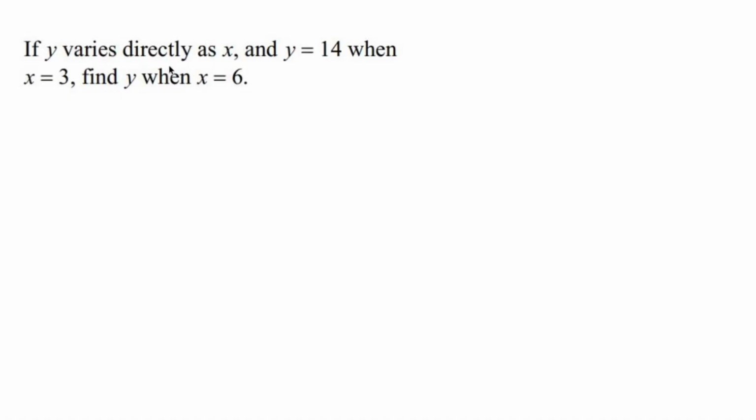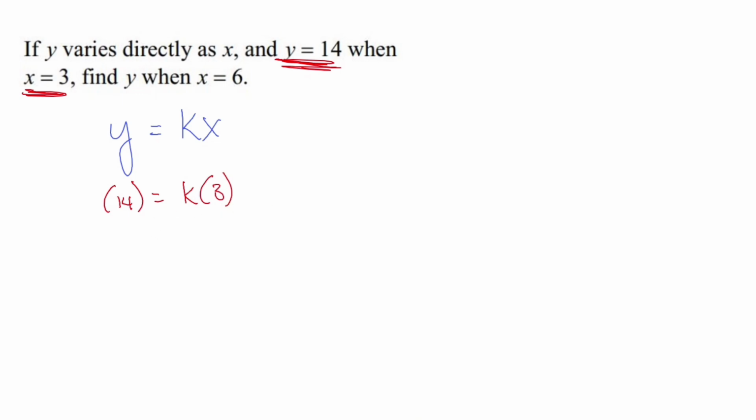If y varies directly as x and y equals 14 when x equals 3, find y when x equals 6. This is direct variation. Direct variation is in the form y equals kx. Right now, I don't know what k is. K is my constant of variation. So what I need to do is take part 1 here and find k. So if y equals 14, I'll replace y with 14. K is still k. If x equals 3, I'll replace x with 3.